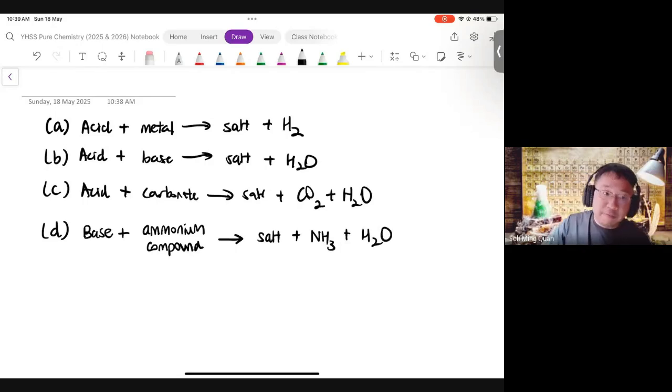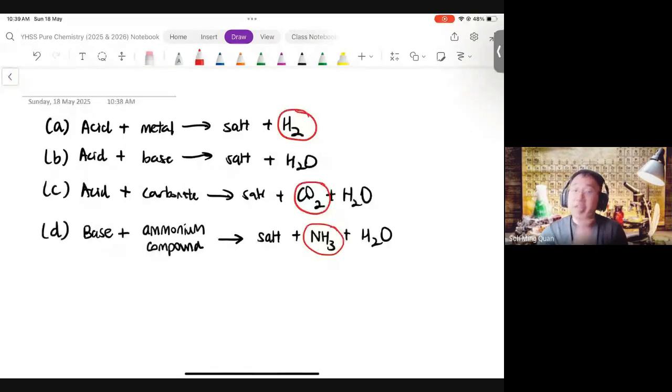Okay, so that's the first step in revision, memorizing these general reactions. The next step is always to circle up the gases. Once you have circled the 3 gases amongst the 4 reactions, it's immediately clear. There's one reaction where there's no gas, and that is acid plus base, right? Acid plus base forms salt and water. There's no gas formed. Meaning, acid plus base will not have bubbles. Acid plus base will not have effervescence observed.